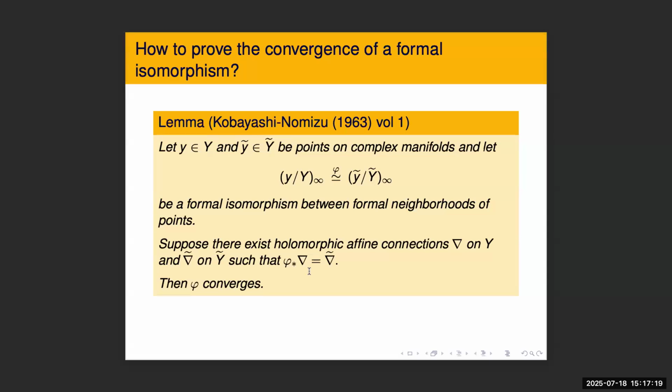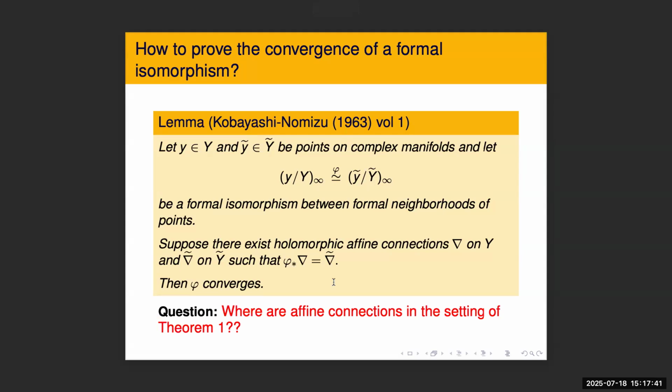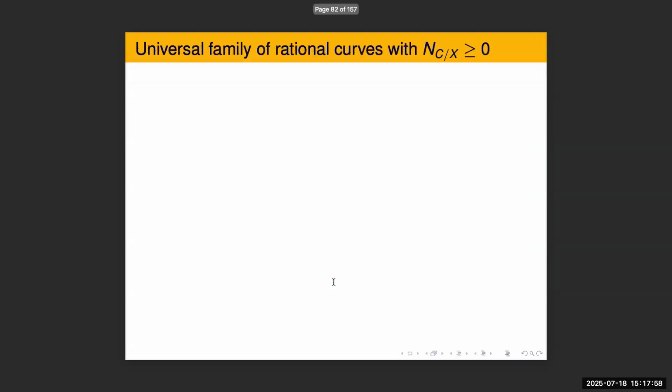So this must converge. This is a very simple but useful fact for us: if you can find some affine connection preserved by the formal equivalence, then you obtain convergence. But in our setting, in the setting of theorem 1, where are the affine connections? You have rational curves with some properties. Where are the affine connections? This is the question, and this is what we'll answer.